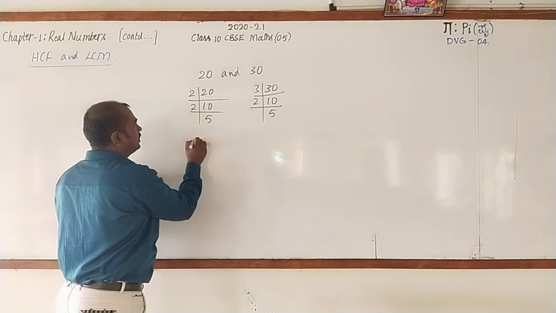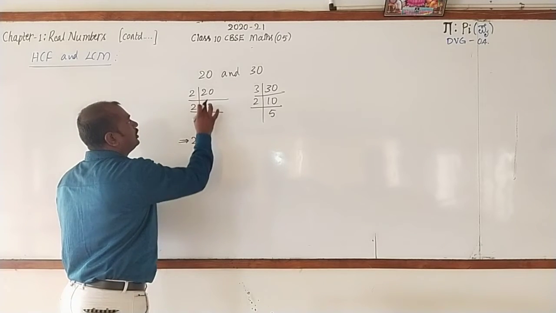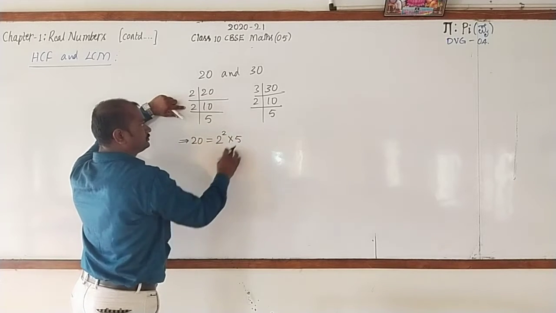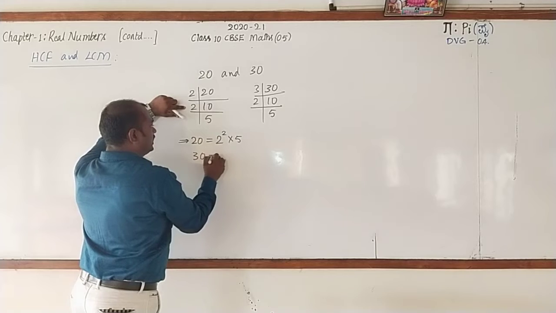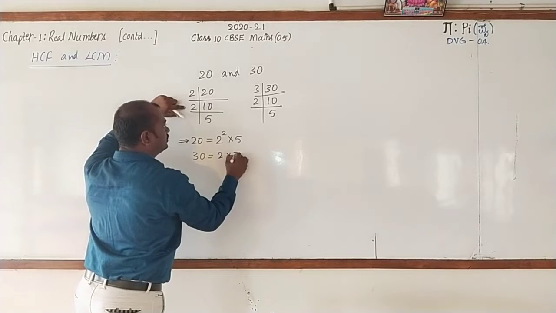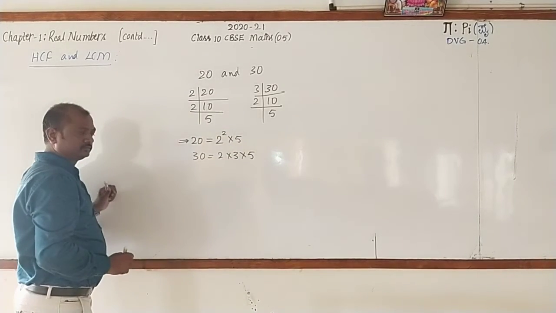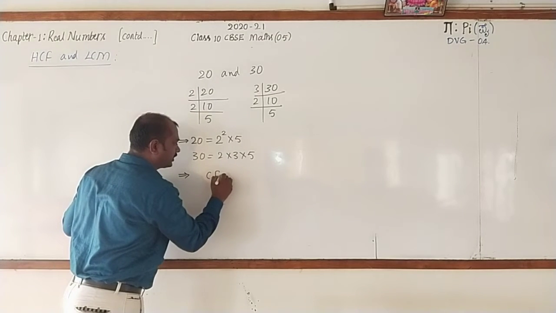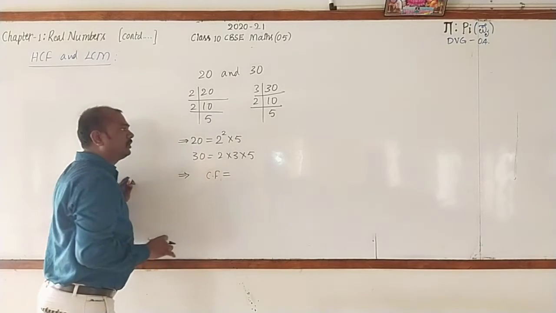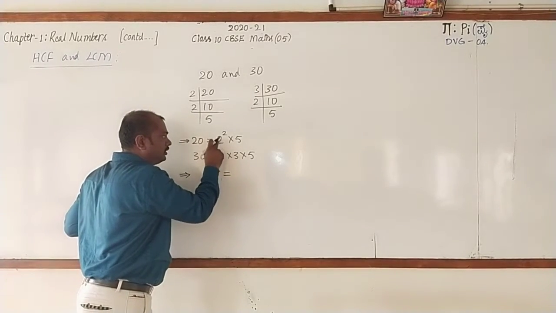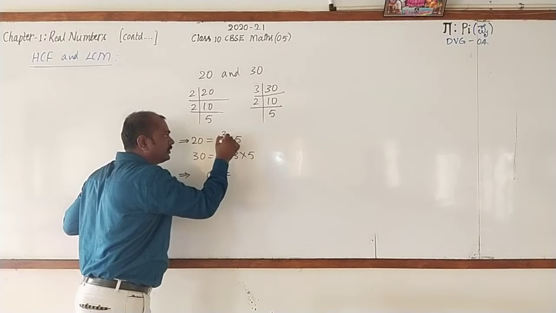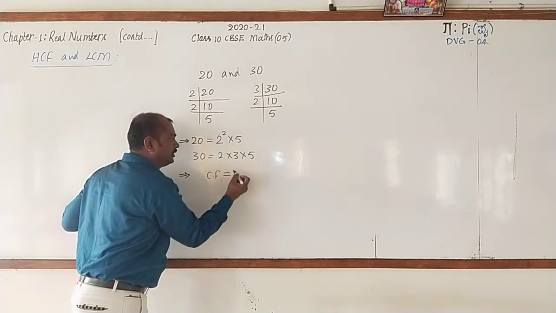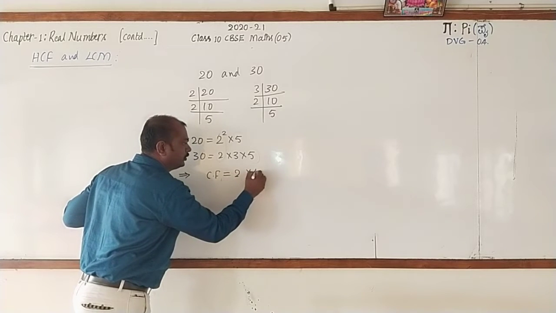Now look here, the prime factorization of 20 can be written as 2 raised to the power 2 into 5. 30 can be written as 2 into 3 into 5. Now here I take the common factors. What is the common prime factor? Both 2 and 5 are there. See that, 2, 5. Hence I write 2 into 5.